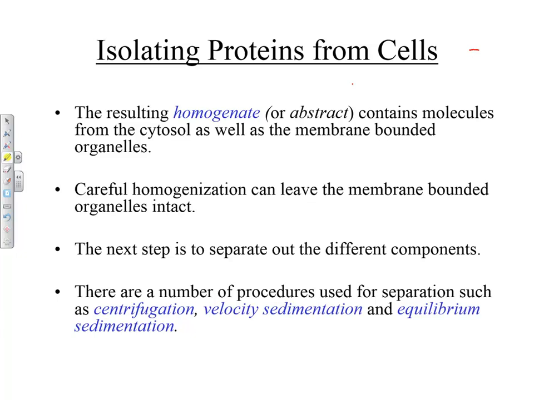It contains molecules from the cytosol. And recall, the cytosol is basically the inside of the cell with all the organelles taken out. So the homogenate contains the cytosol as well as the membrane-bounded organelles, like maybe the nucleus, the mitochondria, and the chloroplast, and so on, peroxisome and lysosome, and so on.